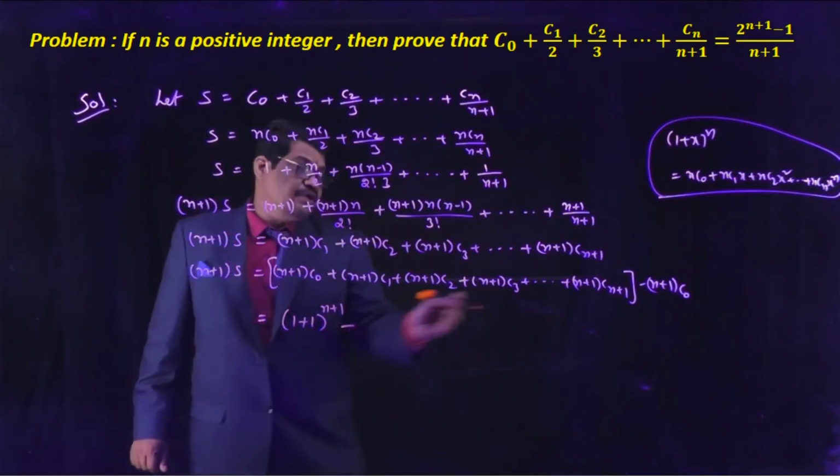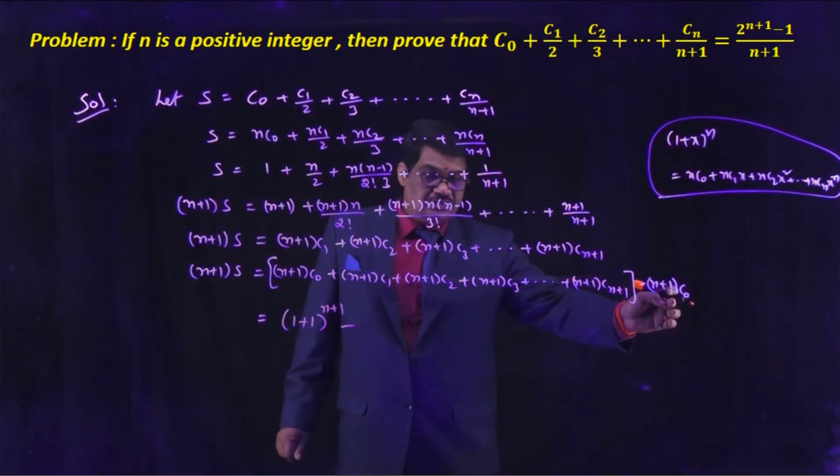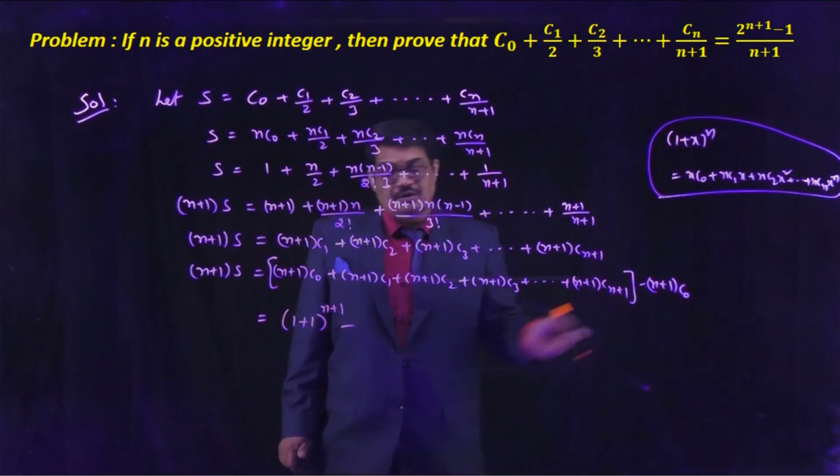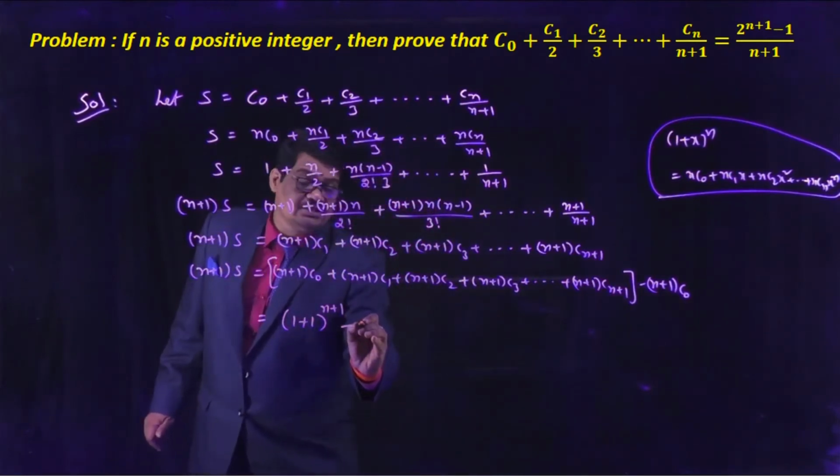So this first one is (n+1)C0. What is the value of C0? It is 1. So the value of (n+1)C0 is also 1.